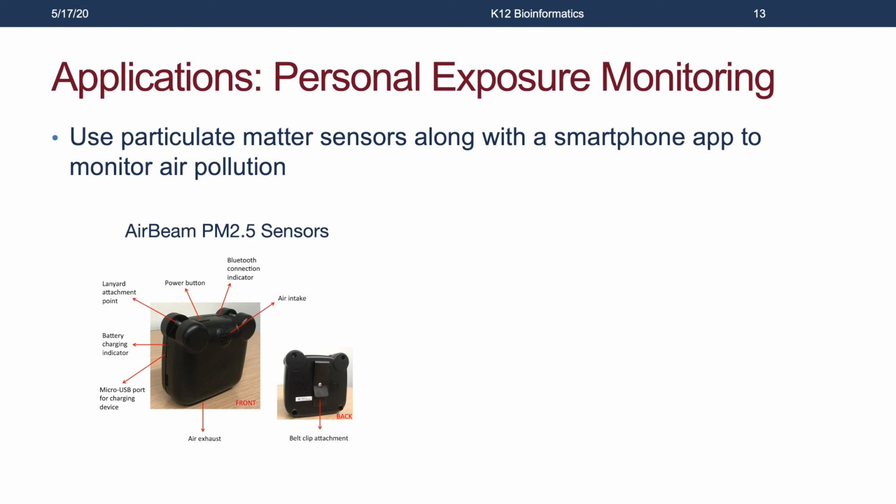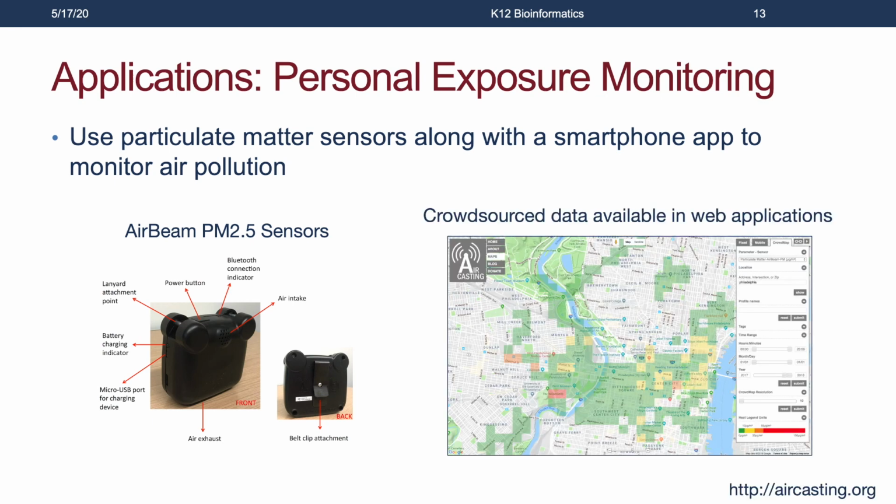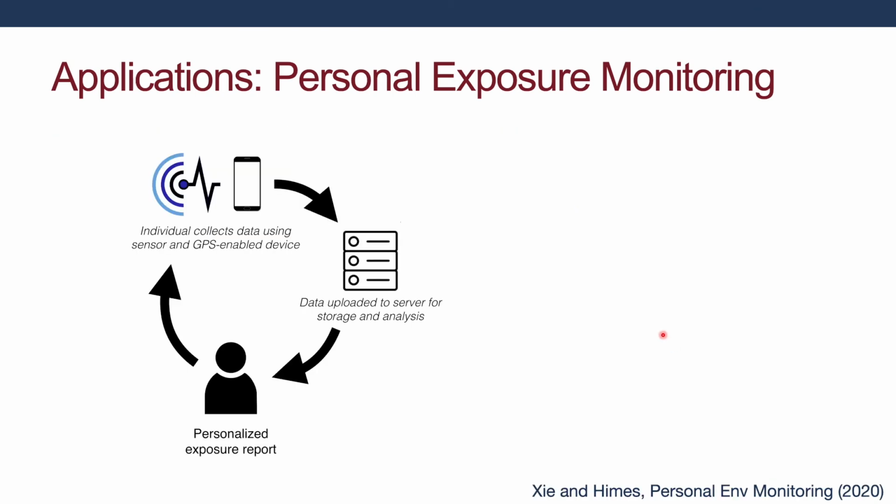Measures can be saved onto a phone along with location data from the phone's GPS, and many measures can be displayed in web applications. This map on the right illustrates a collection of AirBeam measures in the greater Philadelphia area. You might envision how personal exposure monitors can help a single person understand their environment by providing reports. The person collects measures, these get stored onto a web server somewhere, and a report comes back to the person to warn them that there may be pollution or times of the day when they should avoid pollution.